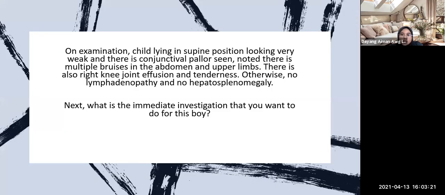So on physical examination, we find the patient looking very weak, and there are multiple bruises on the abdomen and upper limb. There is also right knee joint effusion and tenderness, which may suggest that the patient has hemarthrosis. Otherwise, no lymphadenopathy and no hepatosplenomegaly.